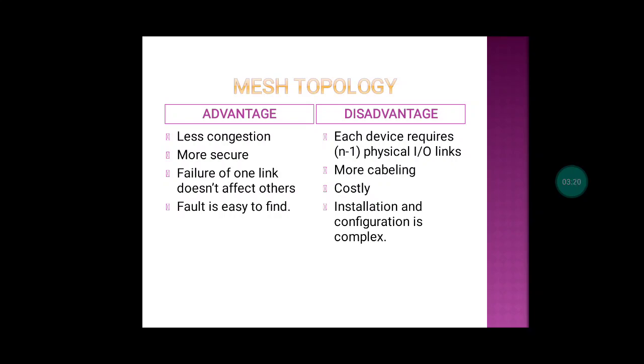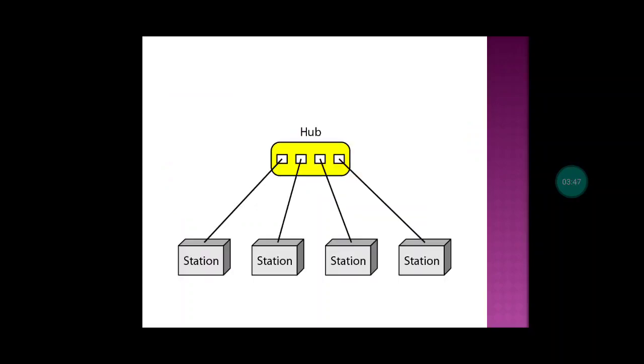Failure of one link does not affect the others. Faults are easy to find. The disadvantage is that each device requires n-1 physical input-output links. So there is a lot of cabling, which is why it is costly, and installation and configuration are complex. It becomes complex when we are using certain types of cables.